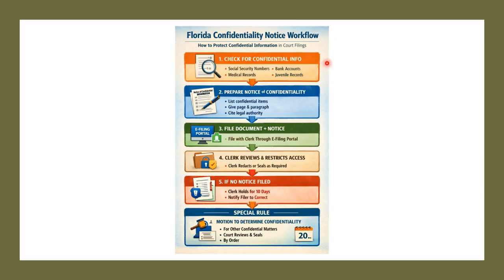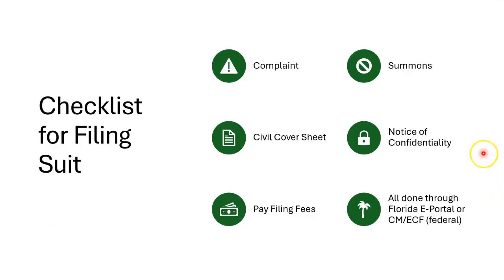And now there's also an opportunity, if needed, to file a motion to determine confidentiality for any items that are not on that list of Rule 2.240. The court will review those and seal them, and that's all done by order because you filed a motion for it. So our checklist for filing a lawsuit is: you do a complaint, a summons, a civil cover sheet, a notice of confidentiality, and you pay the filing fees. You do that in Florida through the e-portal or through CM/ECF in the federal system.